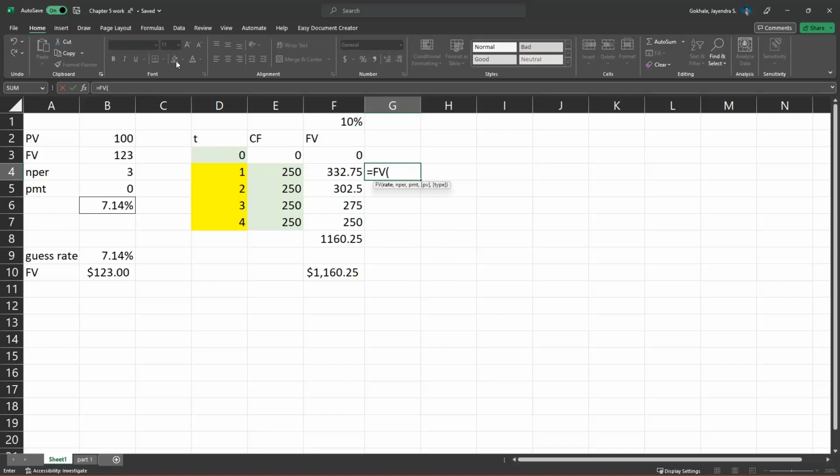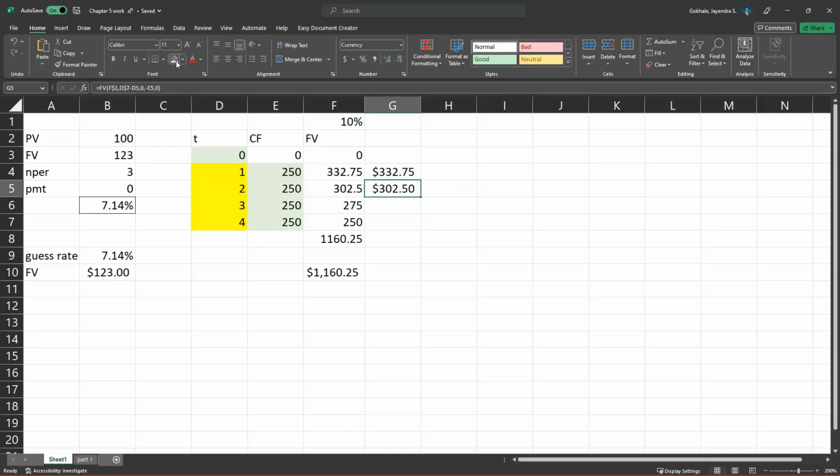FV rate, fix that. So $1, comma, number of periods is going to be the difference. So difference of $7 minus this particular value. The payment now will be 0 because this is a starting value. Each cash flow is a starting value. So minus 250 and then 0.